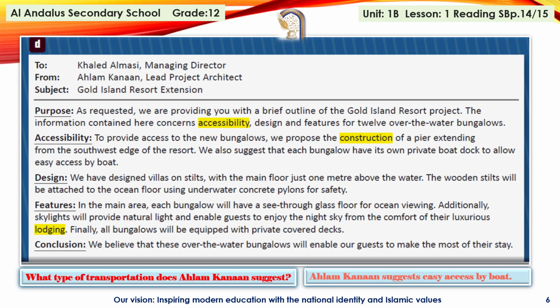So someone might ask, where did you get that specific information? I'd like to say, please refer to the subtitle, which is accessibility, and read the final sentence. She says, we also suggest that each bungalow have its own private boat dock to allow easy access by boat. Thank you for your hard work for today. And now let's move on to our final task.